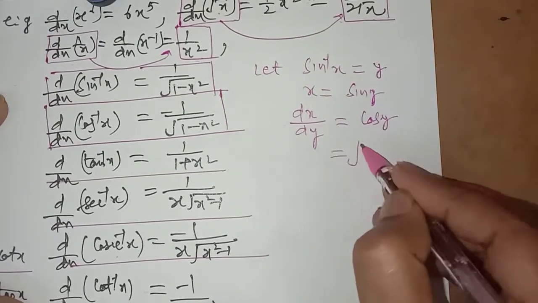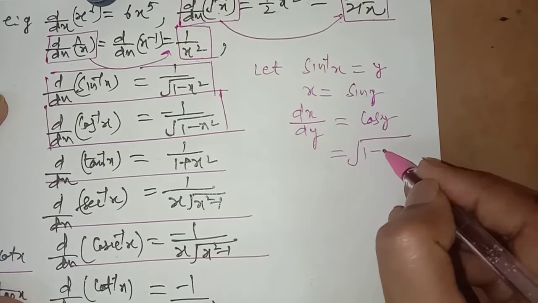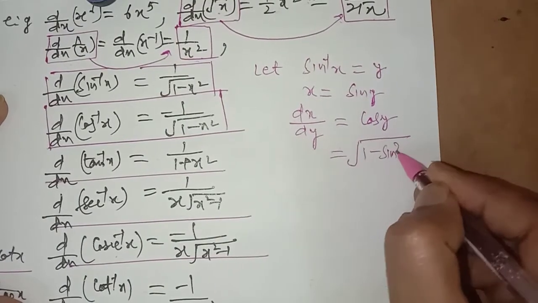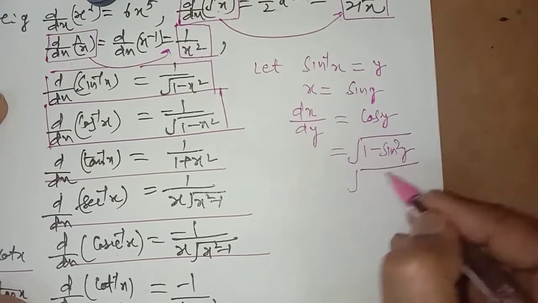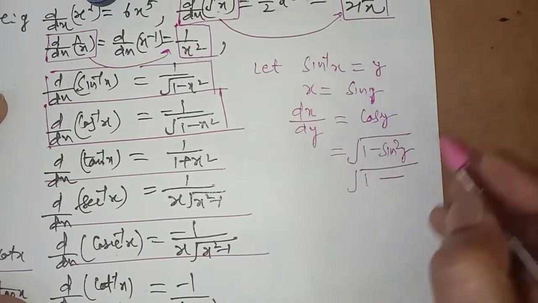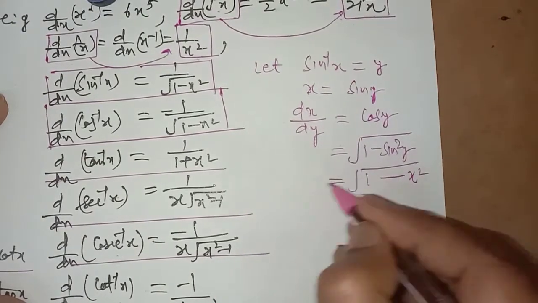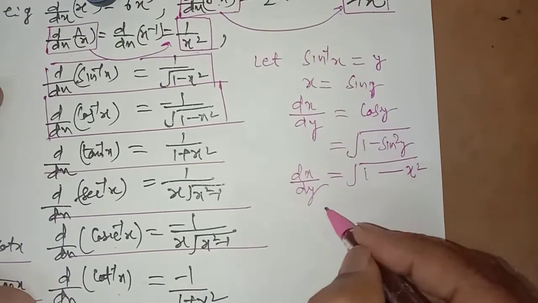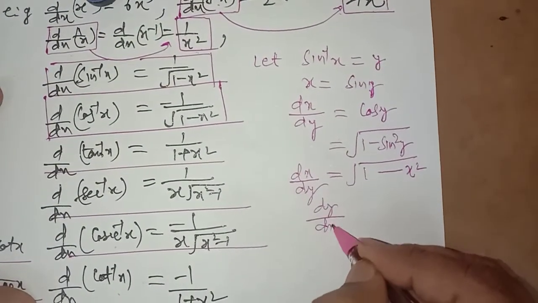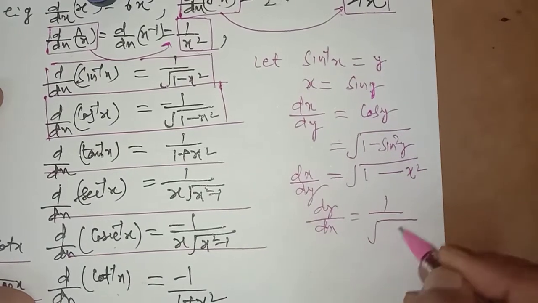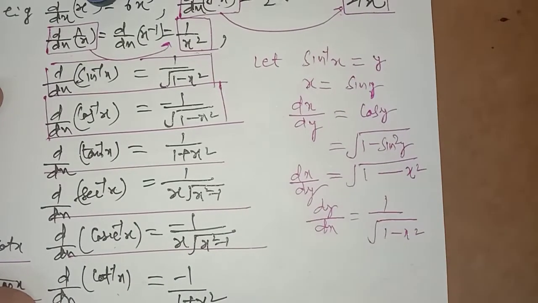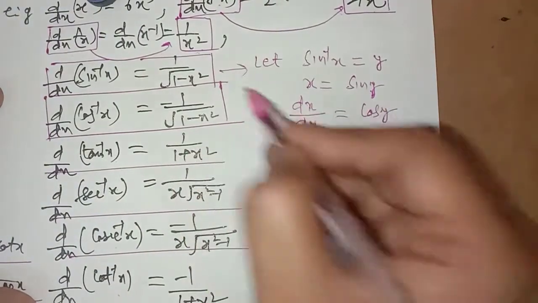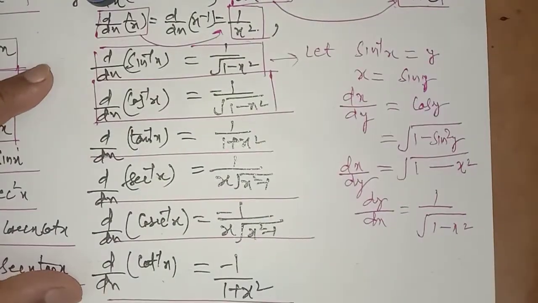For cos y you can write under root 1 minus sine square y. And what is the value of sine y? Sine y is equal to x, so it is x square. So d upon dx, this under root 1 minus x square, so dy by dx comes out to be 1 upon under root 1 minus x square. So this is the proof of the sine inverse x derivative.